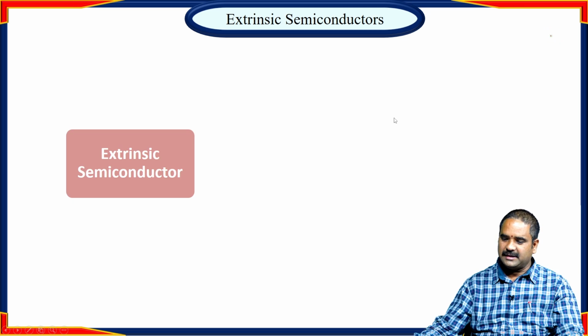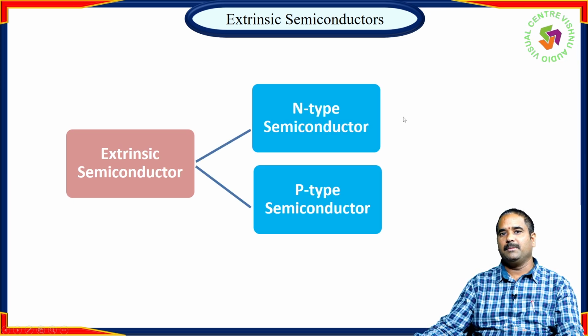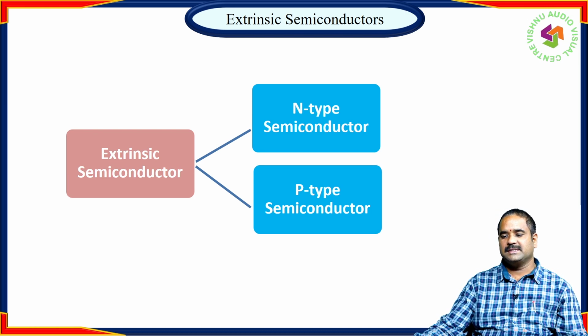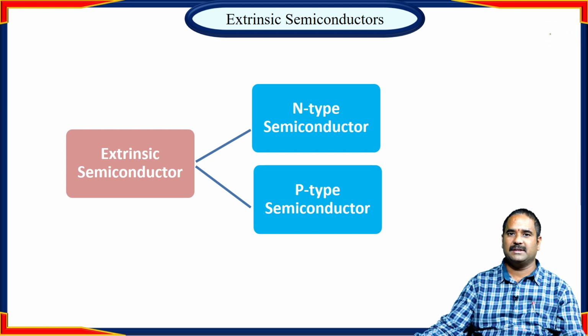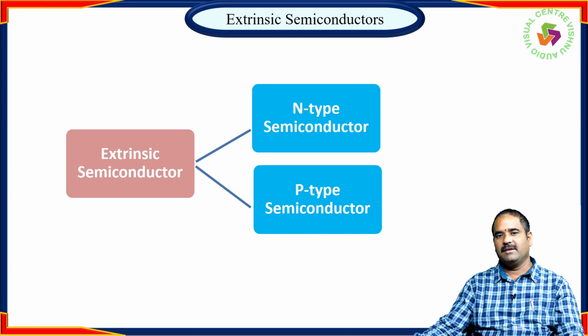Again, extrinsic semiconductors are classified into two types. They are N-type semiconductors and P-type semiconductors. So in today's class, we will discuss extrinsic semiconductors, what are N-type semiconductors, what are P-type semiconductors, and we will discuss the Fermi level in intrinsic semiconductors, Fermi level in N-type semiconductor, Fermi level in P-type semiconductor.